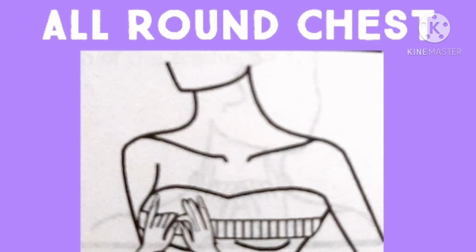The next is all round chest or all round bust. All round bust is the measurement around the bust or the chest at the apex point. That means 2 to 3 inches below the armpit. Keep the measuring tape from the armpit, from the back, and then you may take this measurement, which is the all round chest or all round bust.